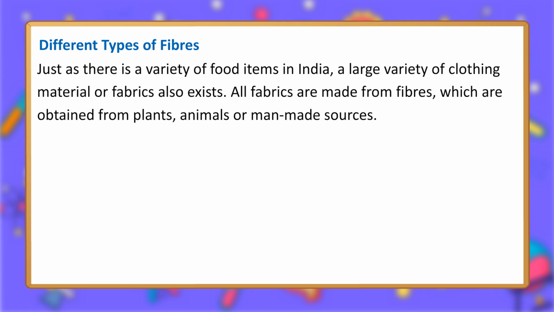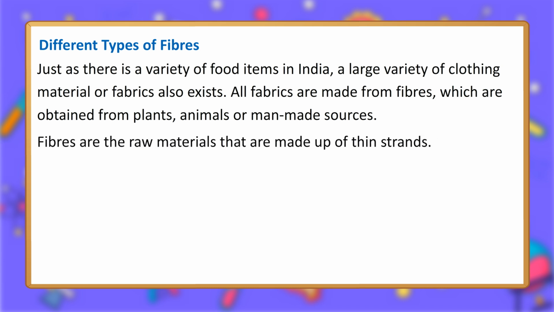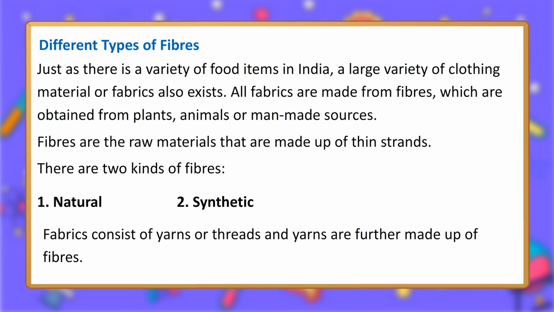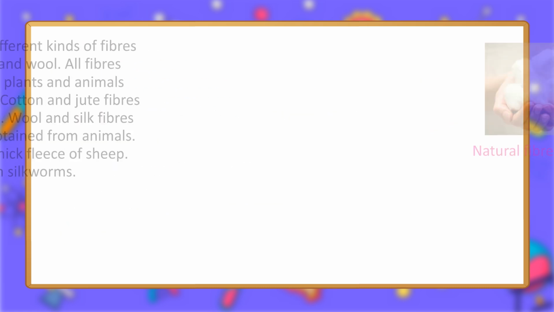Different types of fibers. Just as there is a variety of food items in India, a large variety of clothing material or fabrics also exists. All fabrics are made from fibers, which are obtained from plants, animals or man-made sources. Fibers are the raw materials that are made up of thin strands. There are two kinds of fibers: 1. Natural. 2. Synthetic. Fabrics consist of yarns or threads, and yarns are further made up of fibers.